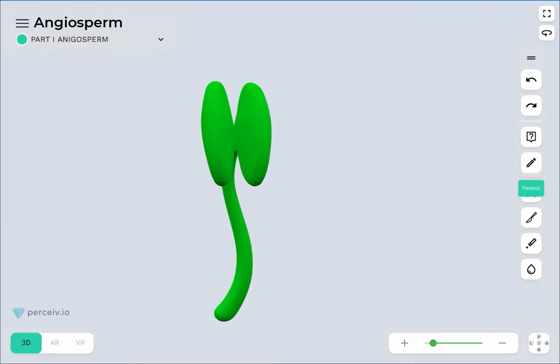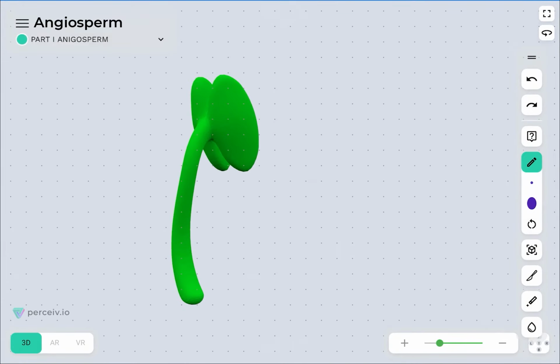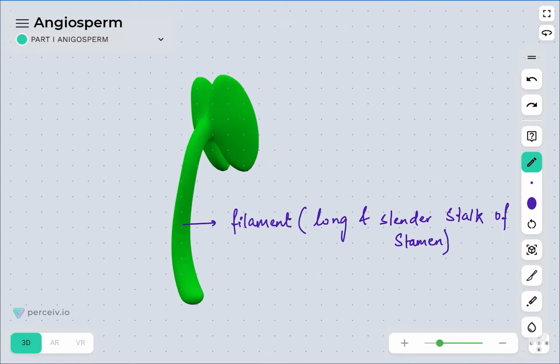As we have seen in the model, this is the filament. Filament is considered to be a long, slender stalk of the stamen. So this represents the long and slender stalk of the stamen, which has two ends. As you can see, one end is present over here and one end is present over here.